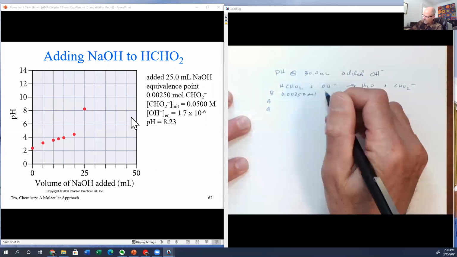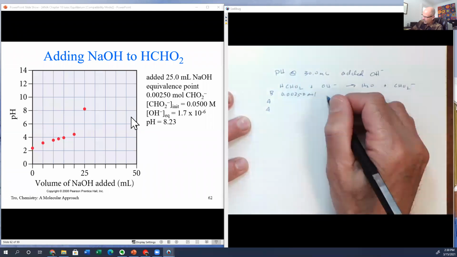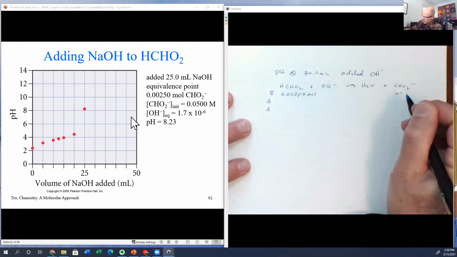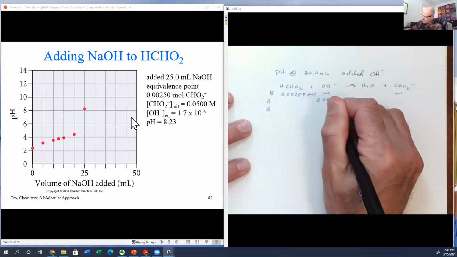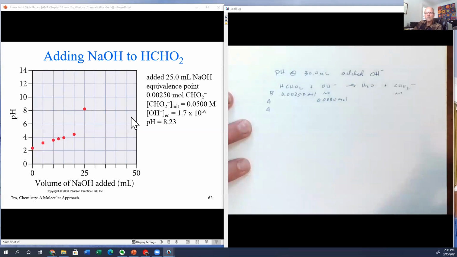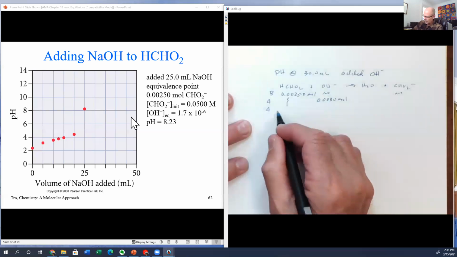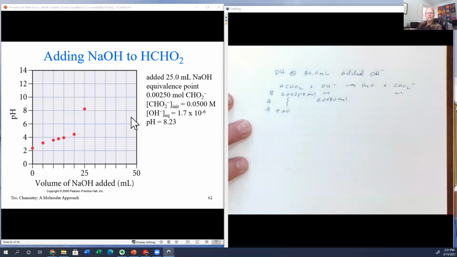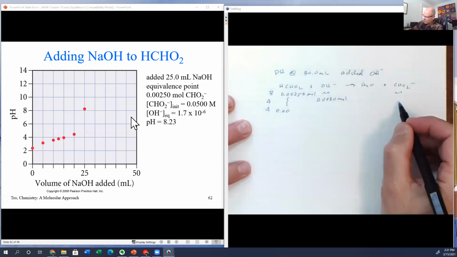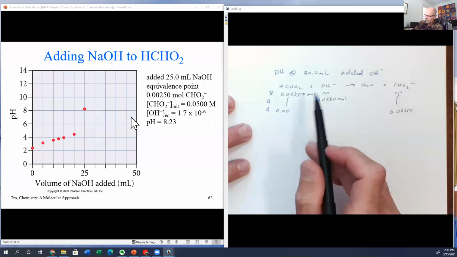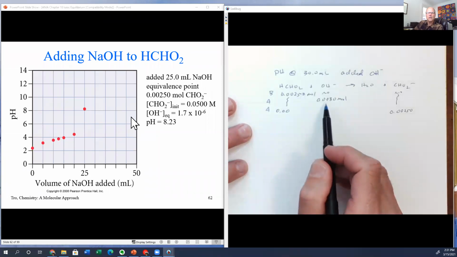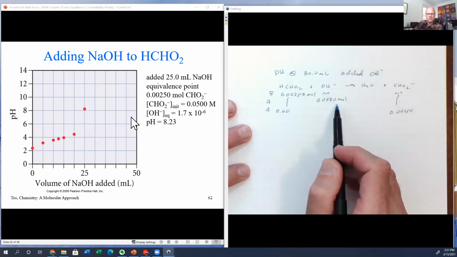0.00250 moles, right? Now at 30 mL, and this is right about zero, I'm going to add 0.0030 moles of base, right? Now what happens? Now this gets completely neutralized again. This goes to 0.00250 as that gets neutralized. But look what happens. All the base doesn't get used up, right? There's 0.0005 moles of base left over.